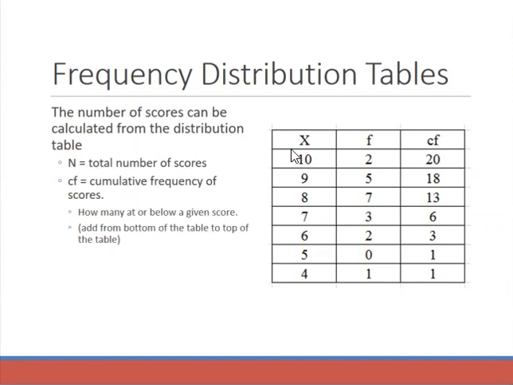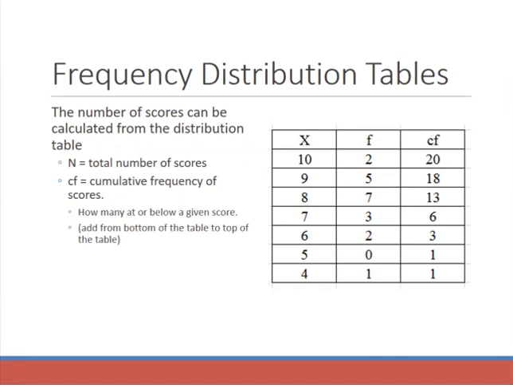Okay, so that gives us a table something like this, where X is the actual value, and F is the frequency. So we have 2 people who scored a 10, 5 people who scored a 9, 7 people who got an 8, and so on. We can use this to calculate things like the number of scores by adding up the frequency, or the cumulative frequency, which is how many people were at or below a given score. You might also want to know how many people scored at or above a given score, and again, this can come from the cumulative frequency.